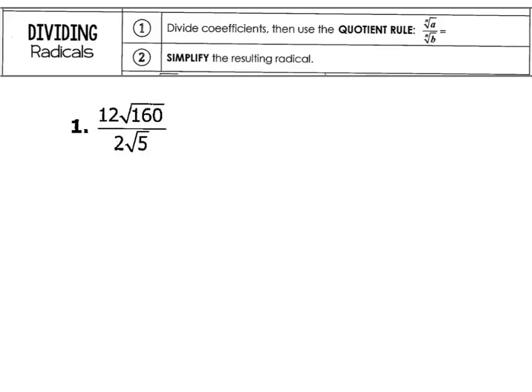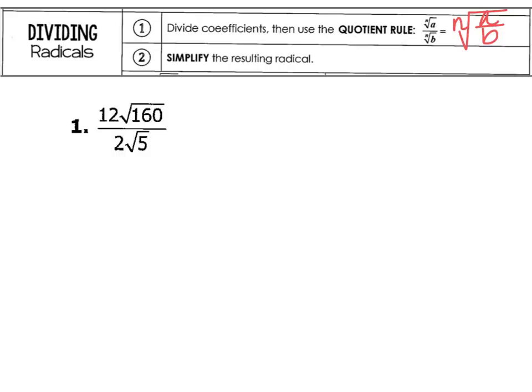All right, now dividing radicals. First thing we want to do when we're dividing radicals is to divide the coefficients. Then you want to use the quotient rule to help you divide the radicals. So the quotient rule tells us that the nth root of a divided by the nth root of b is equal to the nth root of a over b. We can write it under one radical symbol. Then you want to simplify the resulting radical.